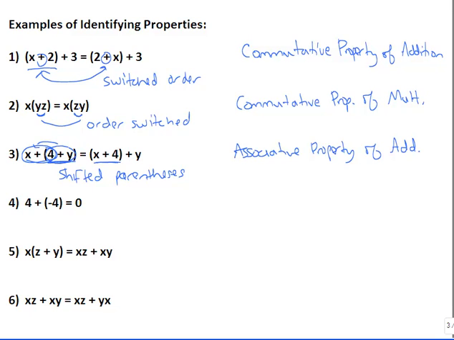Okay, example 4. We have 4 plus negative 4 equals 0. So in other words, we started with a 4 and we canceled it out to get 0. So we basically have done a cancellation. And remember the property that was also known as a cancellation property? That is your inverse property. So this is an inverse property, and the operation that's being used here is addition. So this is the inverse property of addition.